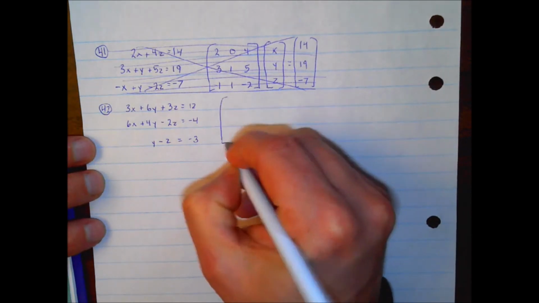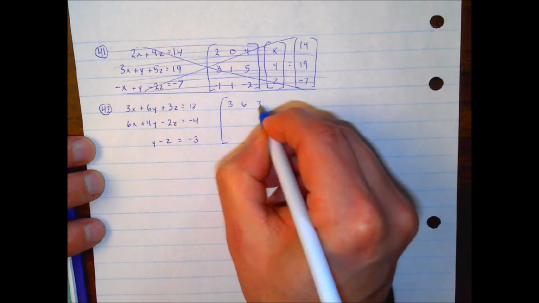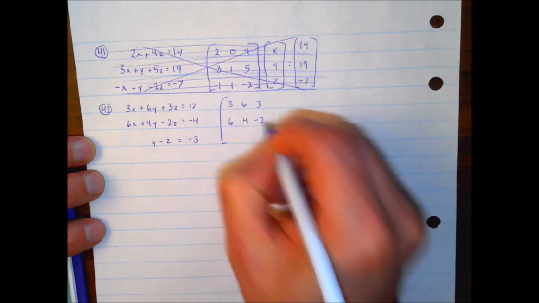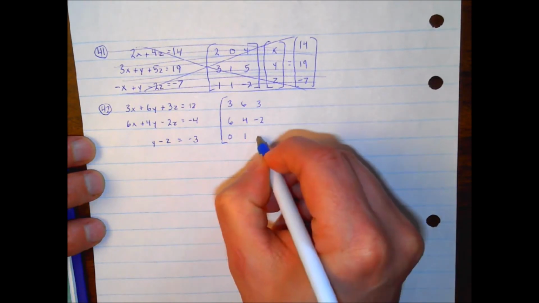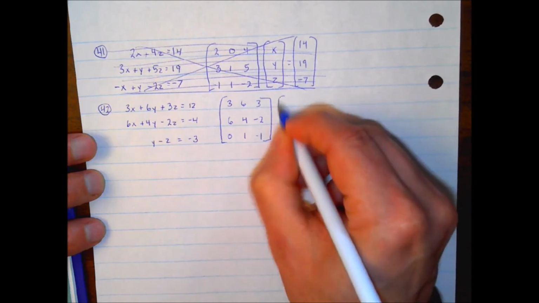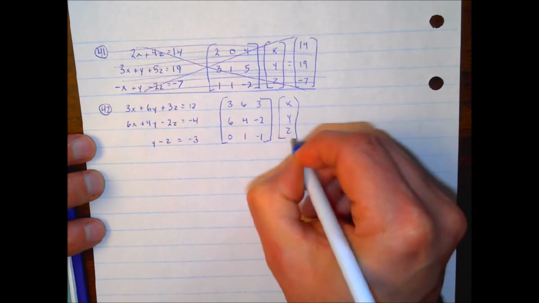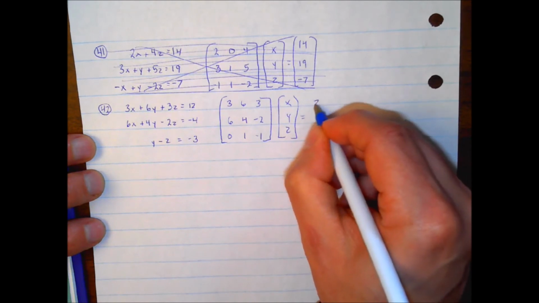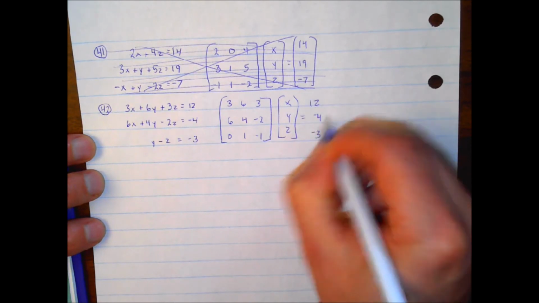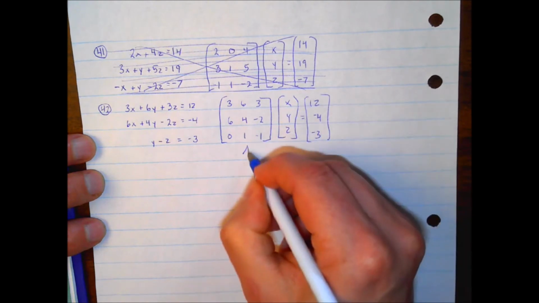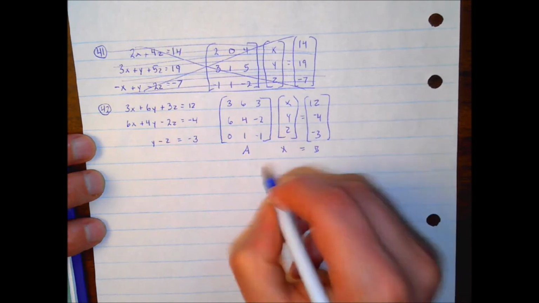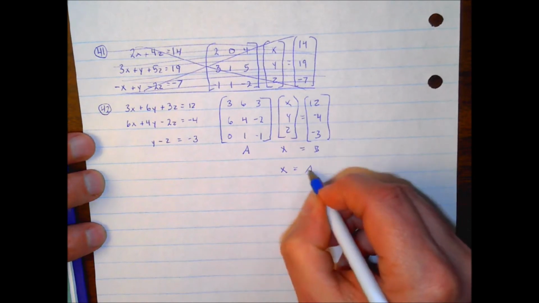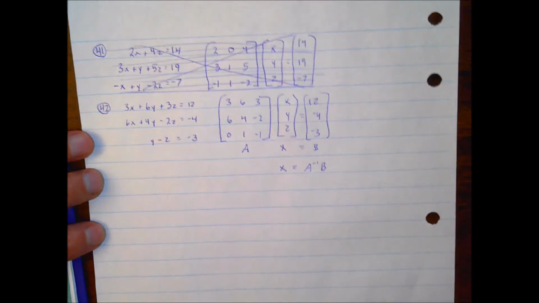Okay, number 42. I'm going to set this up here as a 3 by 3: 3, 6, 3, 6, 4, negative 2, 0 x's, 1 y, and negative 1 z, times the x, y, z matrix equals 12, negative 4, negative 3. This is our A, our X, and our B matrix. I told you with the 3 by 3, we are just going to use Desmos to find these. So A inverse times B. I'll go to Desmos and show this to you.